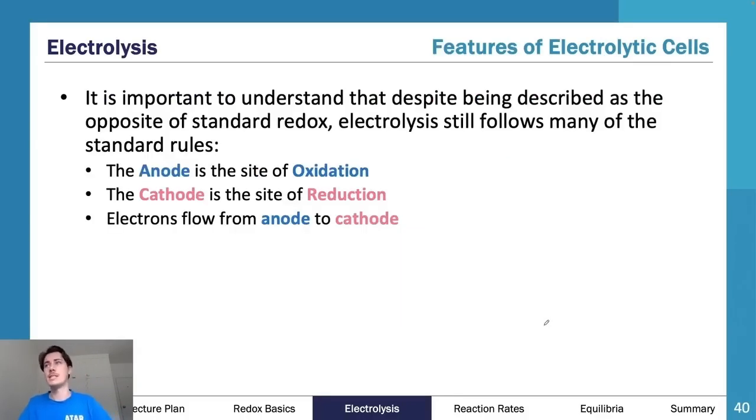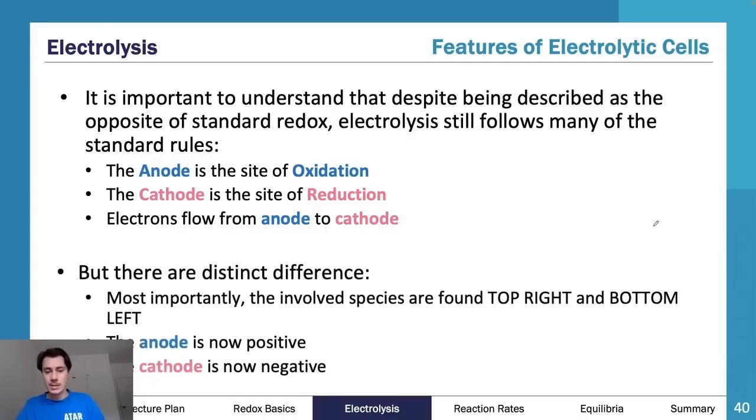So it is important to understand that despite being described as the opposite of standard redox, electrolysis still follows many of the standard rules. These include that the anode is the side of oxidation, the cathode is the side of reduction, and that the electrons flow from anode to cathode. So all of these rules still apply. There's no change to these rules at all. So it's important you stick with these and don't change these up.